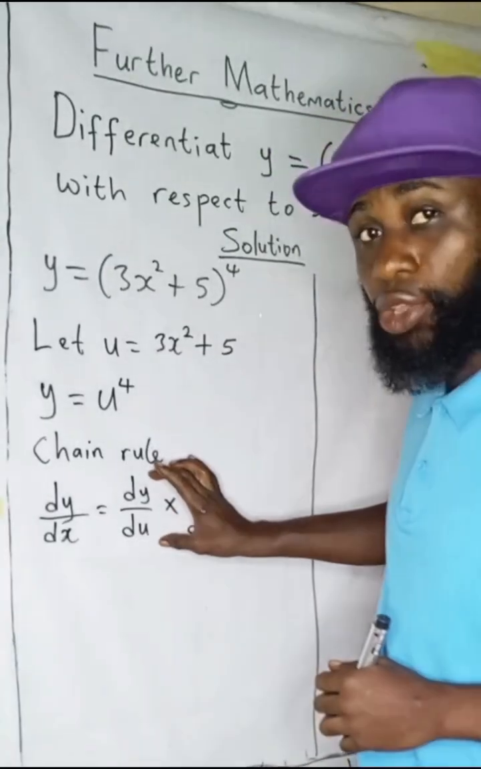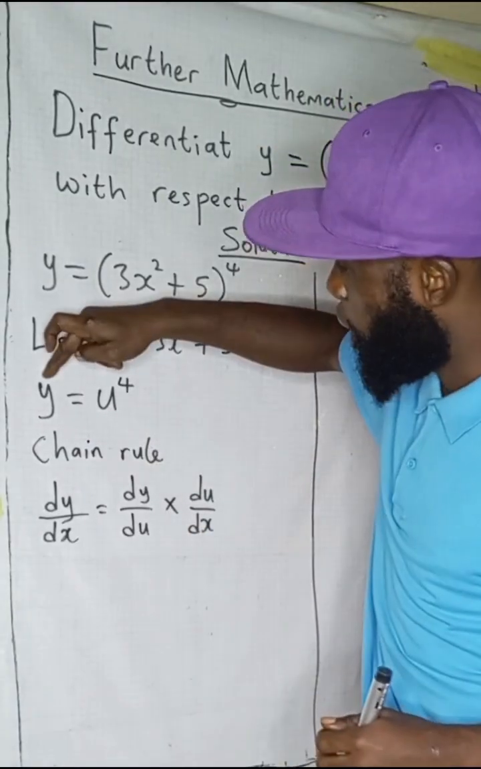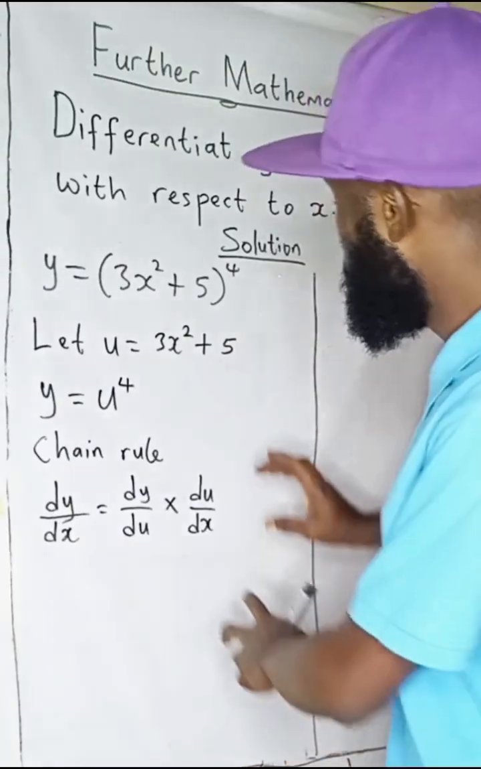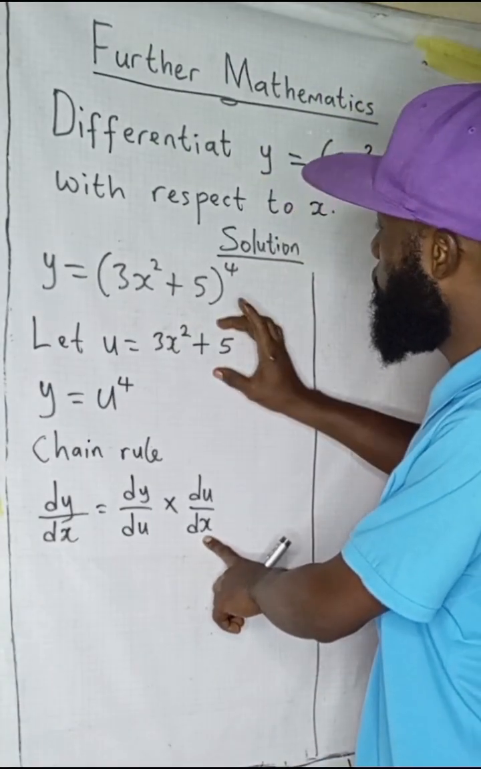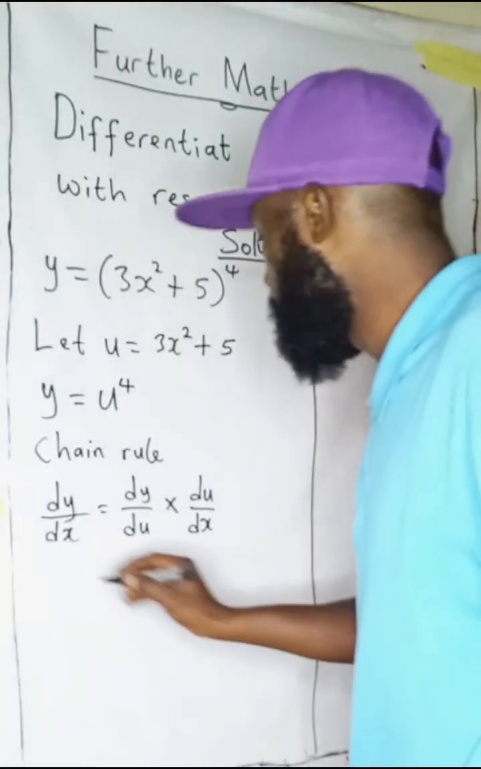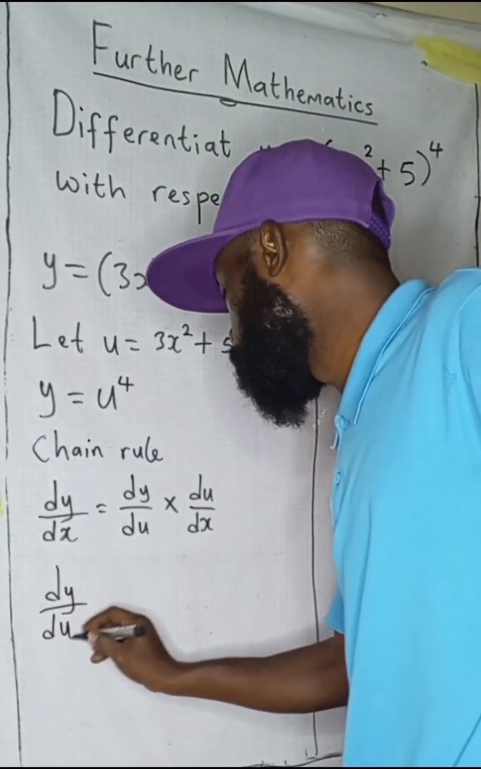To find dy/dx, we are going to find the value of dy/du from where? From here. Here we have y and u. So from here we can find dy/du. Also, we'll find du/dx from where? From here, because this is where we have u and x. So let's find dy/du.